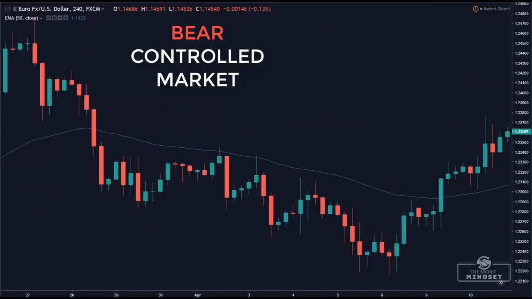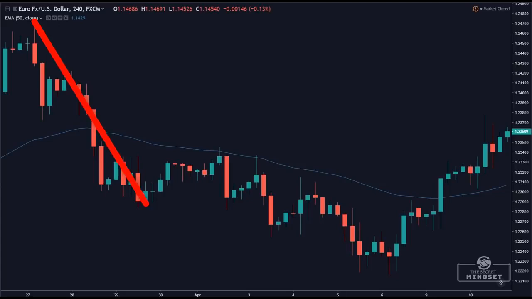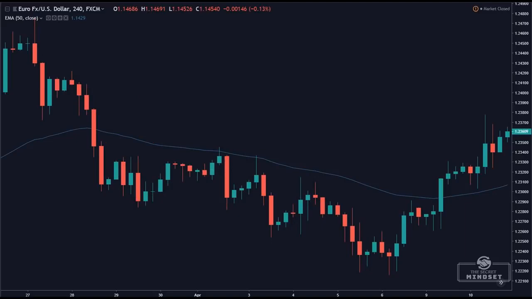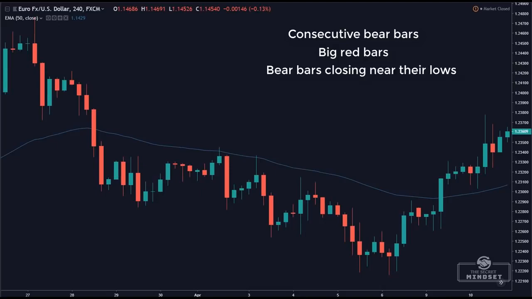Here's a bear controlled market on the same pair, EUR/USD. First, we see the price action making lower highs and lower lows as the price closes below the moving average. At this moment, the bears took control of the market. Observe the consecutive red bars, the big red candles, the bear bars closing near their lows, the wicks above the bars, and the red bars becoming bigger.